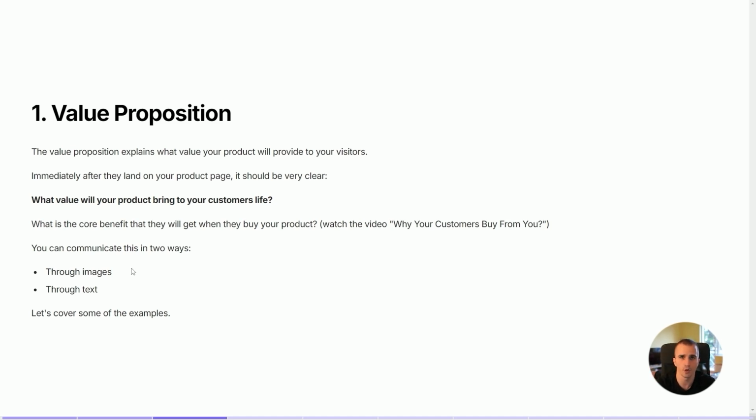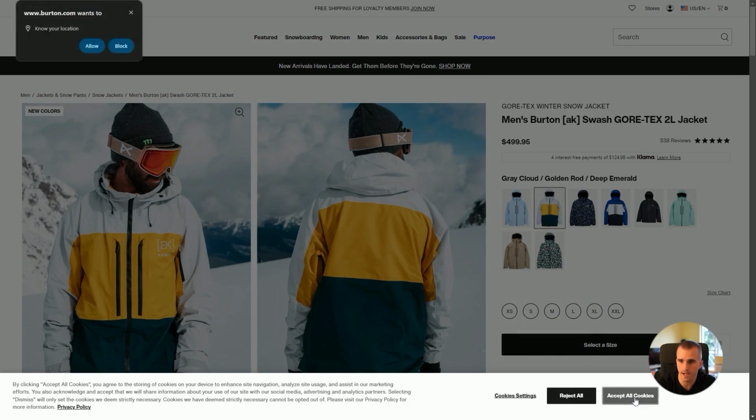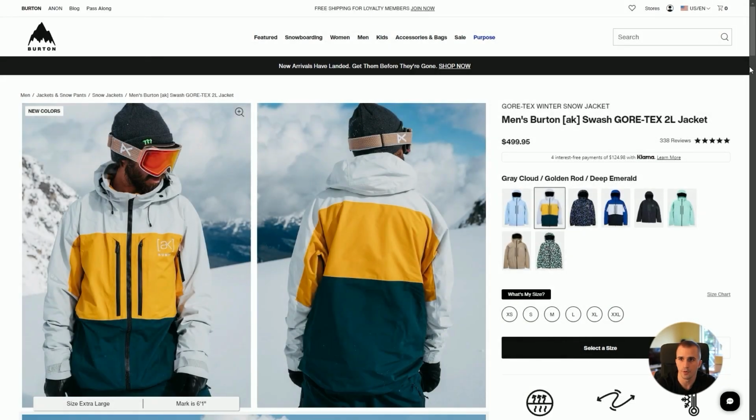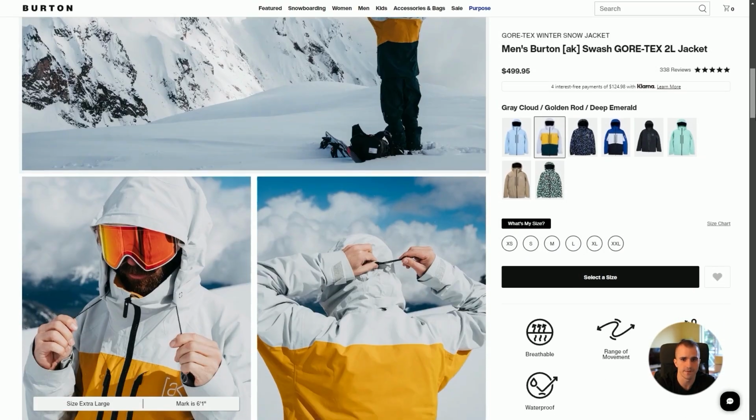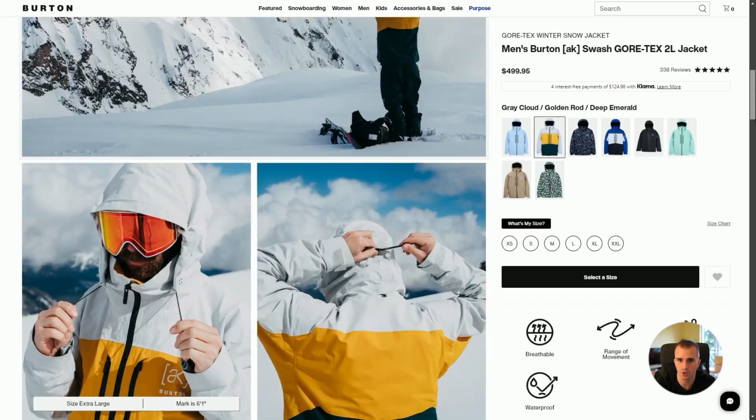You can communicate your value proposition in 2 ways. One is through the images on your product page, and another is through the text. Let's cover some examples so you can see how to communicate these things through images and through text. In this example, we have Barton. They're selling jackets for snowboarding and similar activities. When you are on this product page, you can see that this jacket is specifically for snowboarding. What it communicates is that you will feel cozy during snowboarding, and you will enjoy it as well.